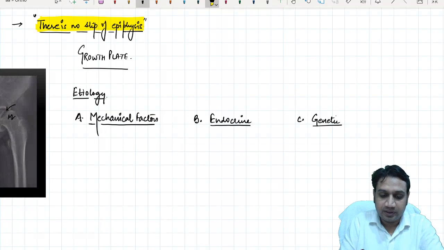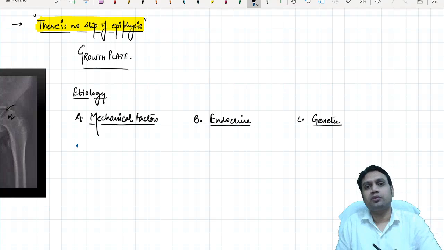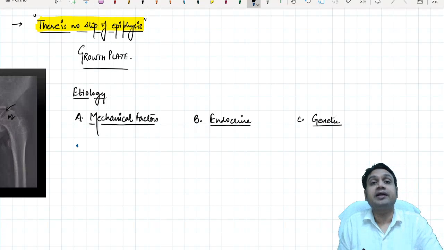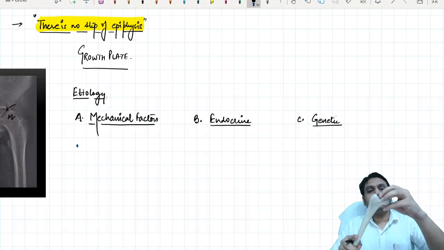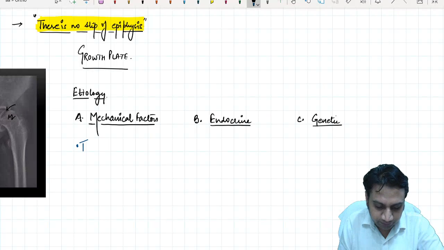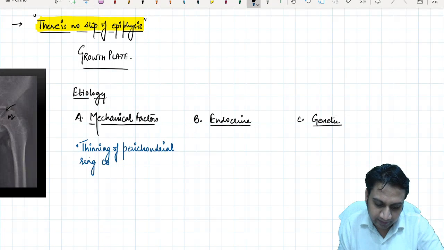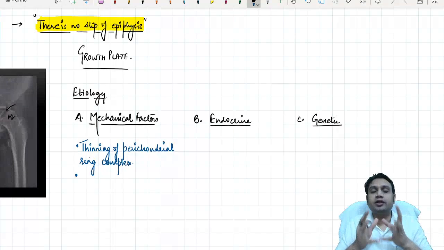Now what are these different mechanical factors? The most important one I'll tell you is that the perichondrial ring complex becomes thin. The ring complex which is all around the head area, the growth plate basically, is thin. So thinning of the perichondrial ring complex, that is point number one. Second, mechanical factors. Mechanical means which represents a problem with the basic anatomy of the bone, right?